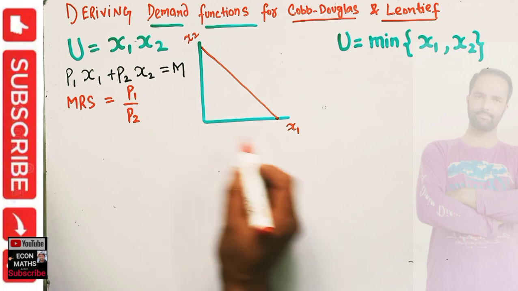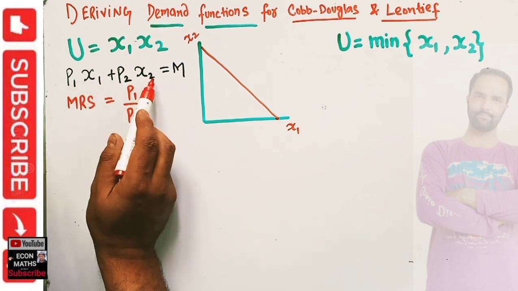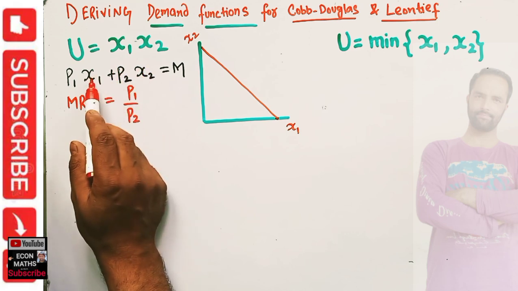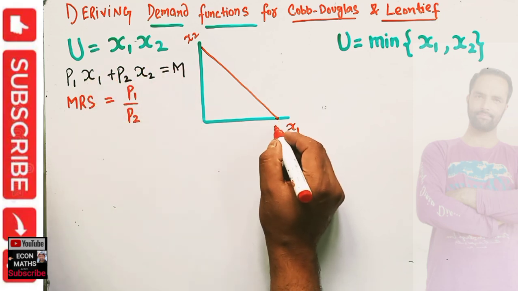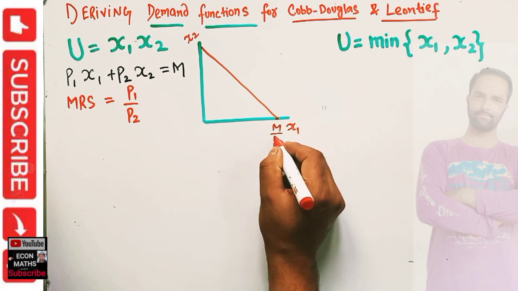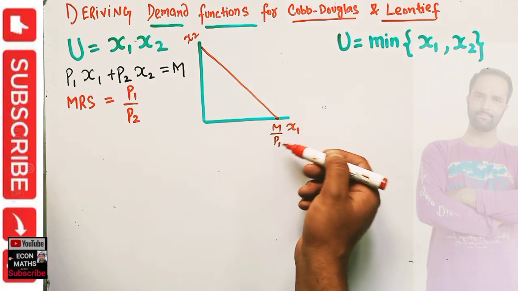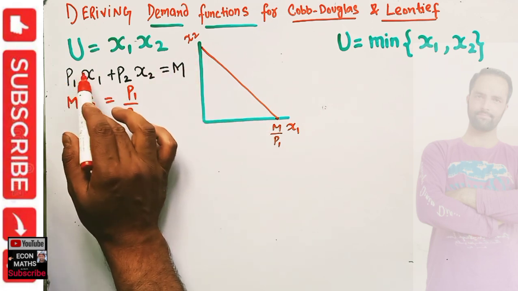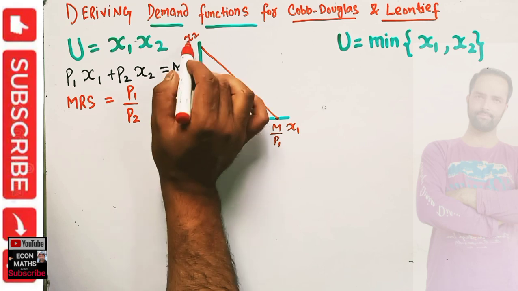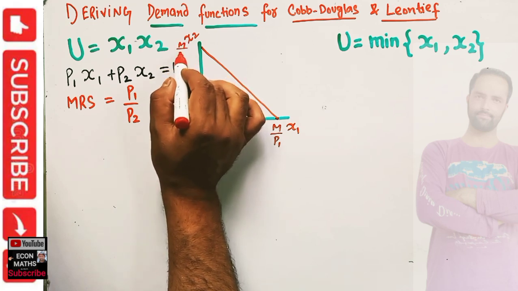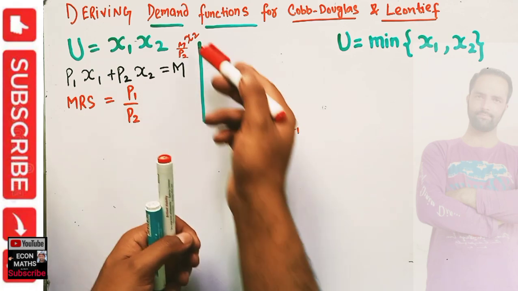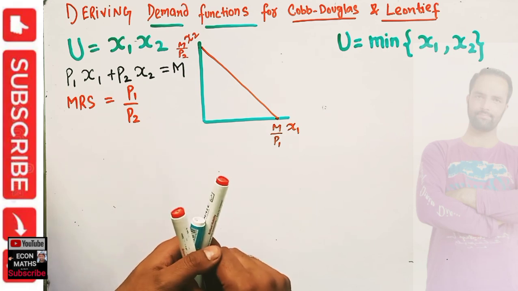At this point, when we put x2 equal to 0, this whole stuff becomes 0. That means x1 is equal to m upon p1. So here we will have m upon p1. Okay, all income will be spent on good one. And what is the coordinate here? Simple, put x1 equal to 0, so x2 will be equal to m upon p2. Okay, so at this point all income is spent on good x2.